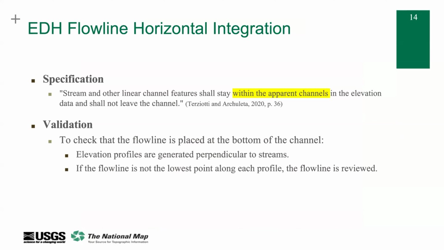To check that the flow line is placed at the bottom of the channel, not just within a channel, we also generate elevation profiles at regular intervals along streams. And if the flow line is not the lowest point along those profiles, then we review the flow line. So that's the same specification up at the top there. This is just another way that we look at horizontal integration, to make sure that the placement is not only within a channel, but at the most likely place where that stream actually is. Next slide, please.